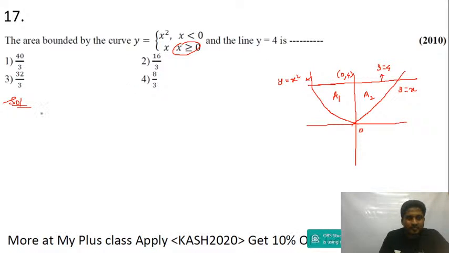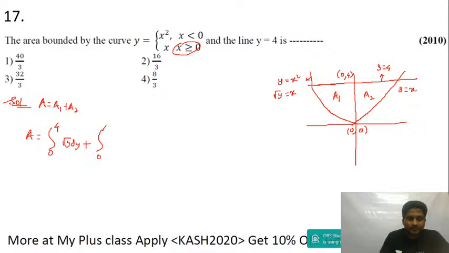Now I take the complete area, capital A is equal to A1 plus A2. Now capital A is equal to the integration of, I am going to take with respect to y, from y equal to 0 to y equal to 4. So this becomes the integration from 0 to 4 of root y, since x is a function of y, dy. So this is root y dy, plus again the integration from 0 to 4 of y dy.